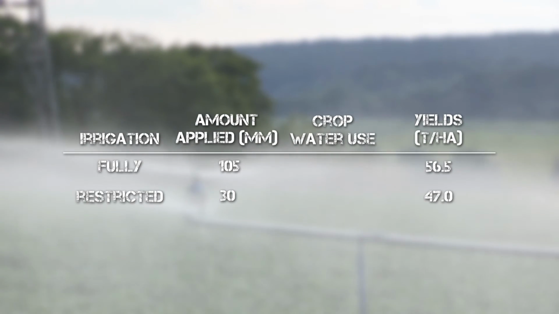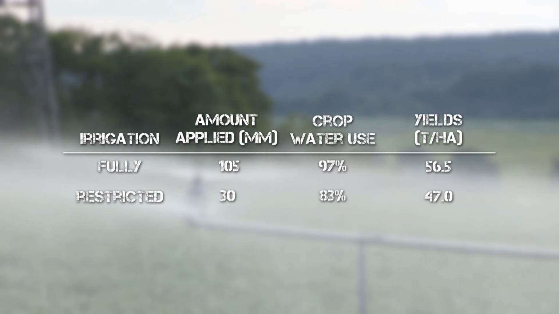So in summary, we've applied 105 millimetres of water to the fully irrigated crop, and that would satisfy about 97% of the crop's potential water use. The restricted treatment, however, because of its poor canopy growth rate and its advanced senescence, actually only met 83% of its water requirements through us restricting water, and that's given us the yield difference.